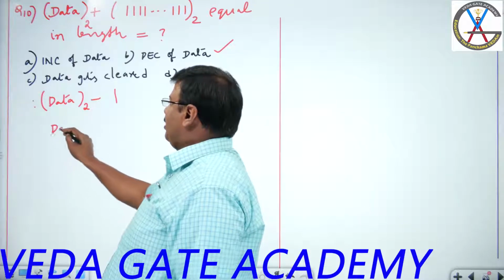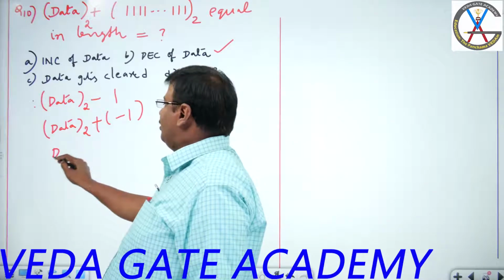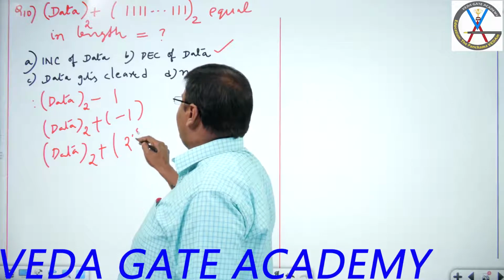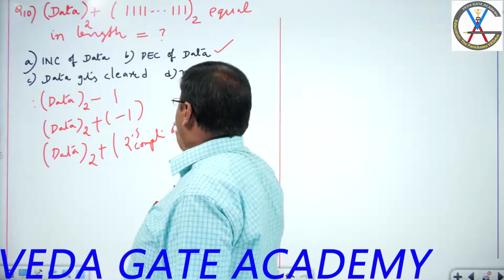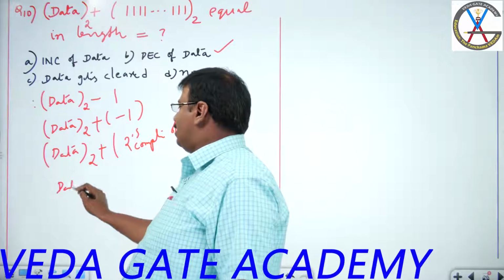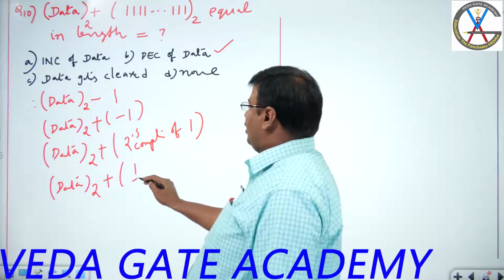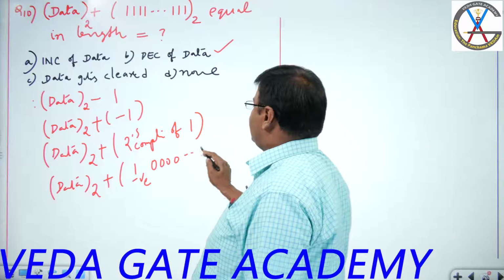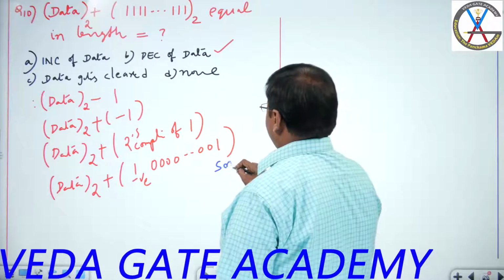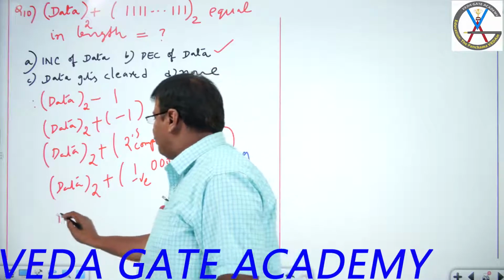So data minus 1, can I write it as data plus of minus 1? I can. Data plus of minus 1, can I go as plus of 2's complement of 1? Because minus 1 I can write as 2's complement of 1. So data plus of, how do you represent 2's complement of 1? First minus all zeros, last 1, is what? Signed magnitude form first. Then make signed 1's complement form and then 2's complement form.